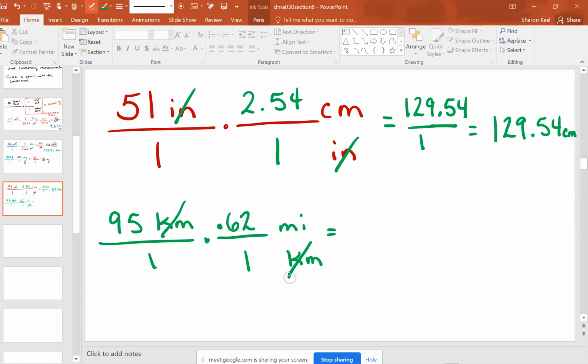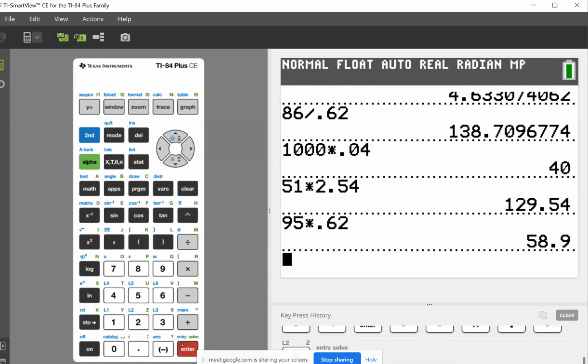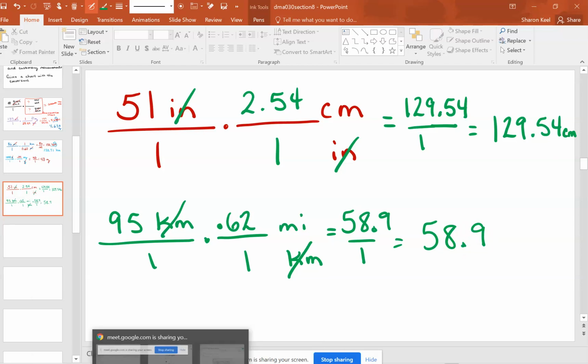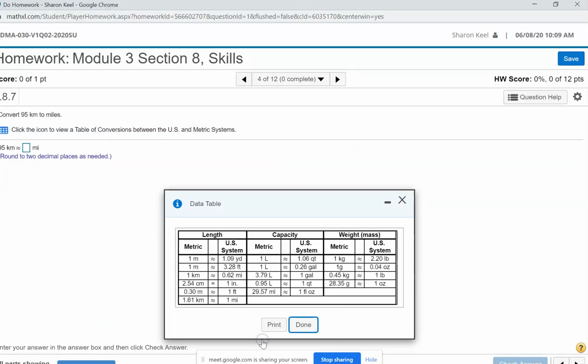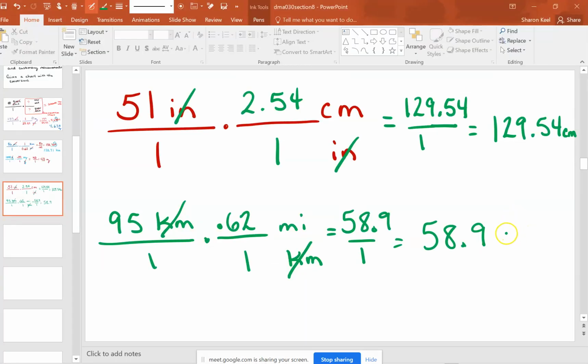Kilometers are going to cancel. We have just a 1 on the bottom. 95 times 0.62 gives me 58.9. And that divided by 1 is still 58.9. And when I look at the problem, they say round to 2 places. It only went 1 place, so we would just leave it there, but we would still write our unit for miles at the end. And that's it.